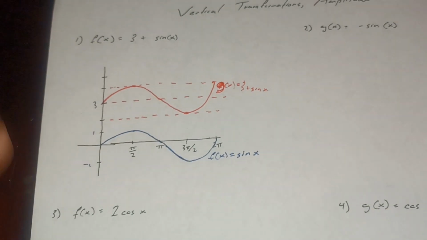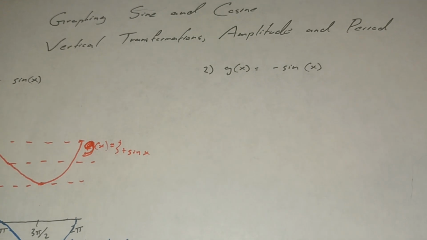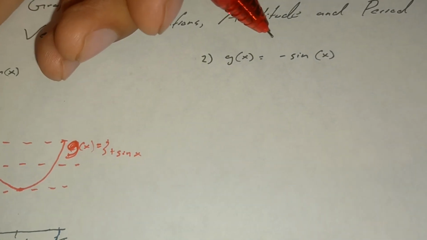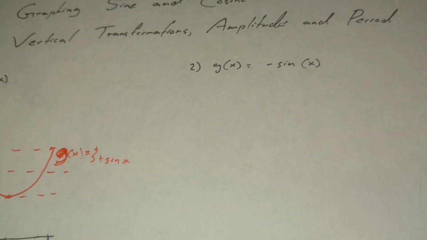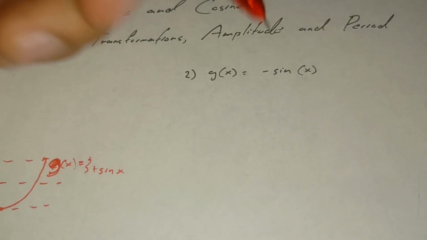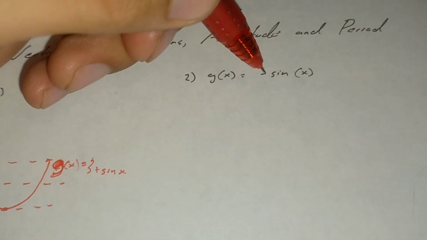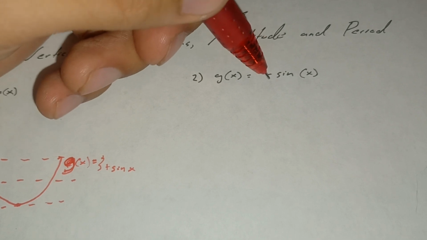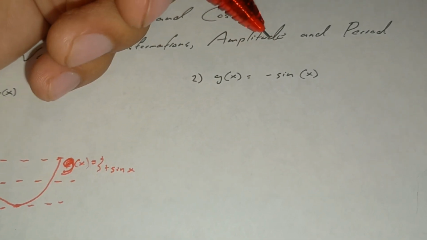So let's go on to number 2. We have g of x equals negative sine of x. Again, we're just going to start with the normal graph of sine of x, and we see that we have a negative here. Again, it's going to have an amplitude of 1, and we have a negative here, so pretend there's a negative 1 over here, so it's an amplitude of 1, but it's a negative.